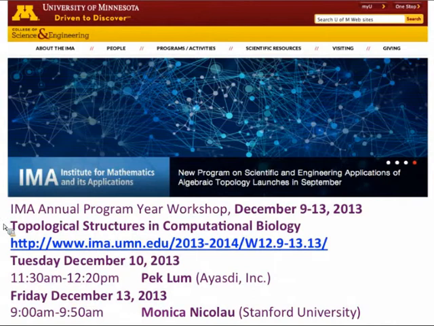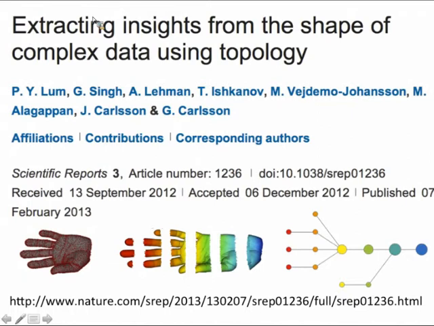Now we're going to do some preparatory stuff for these talks that will occur in December. There will probably also be a third talk using this mapper software, which we had discussed in class in August. But since that was August, we will now review the mapper software, reviewing first this paper on extracting insights from the shape of complex data using topology.